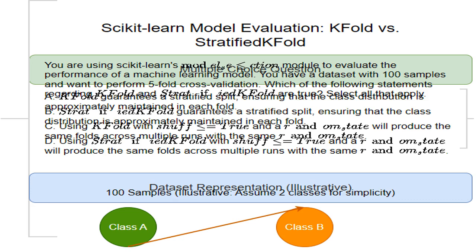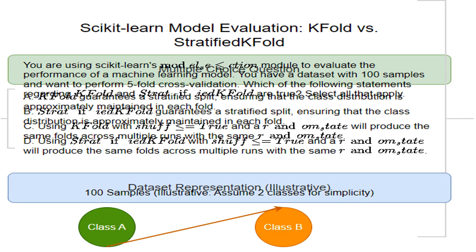This section introduces an illustrative dataset. While the actual dataset size and class distribution aren't explicitly given, it is mentioned to be illustrative and used for better understanding. This clarifies that the illustrative dataset contains 100 samples which, for simplicity, are assumed to belong to 2 classes, Class A and Class B. This is a great way to simplify the explanation.